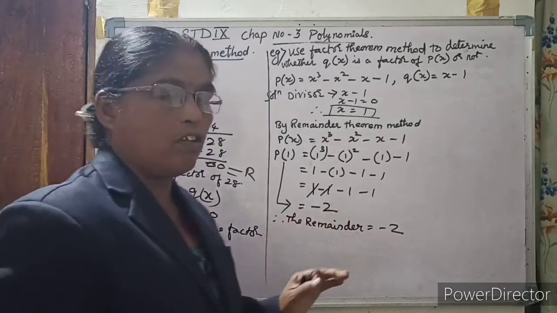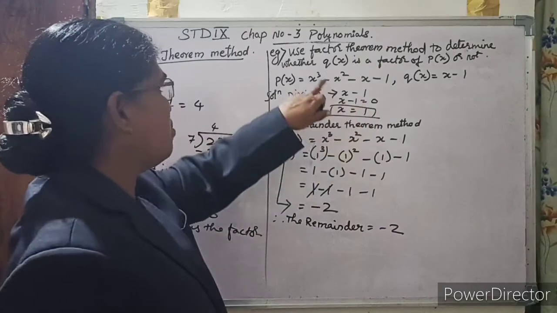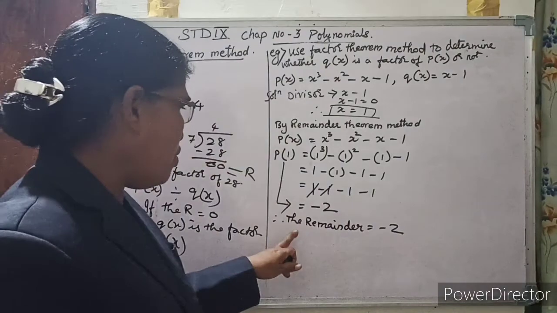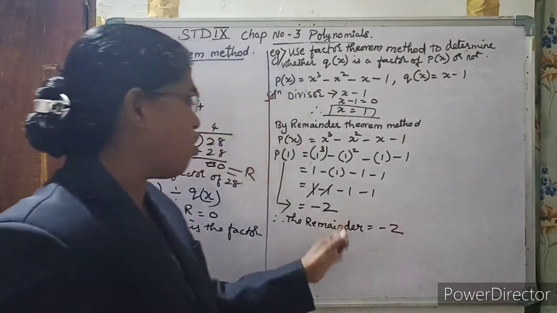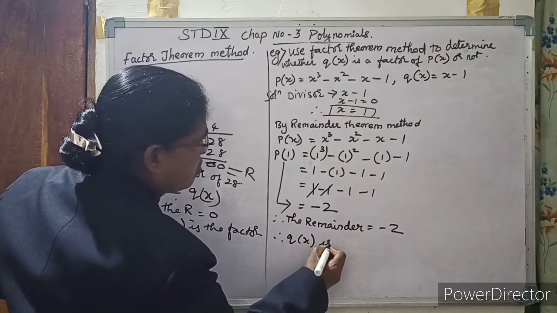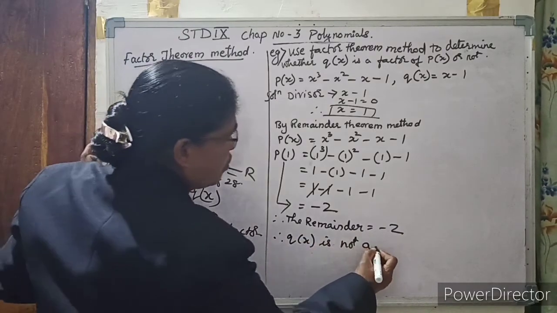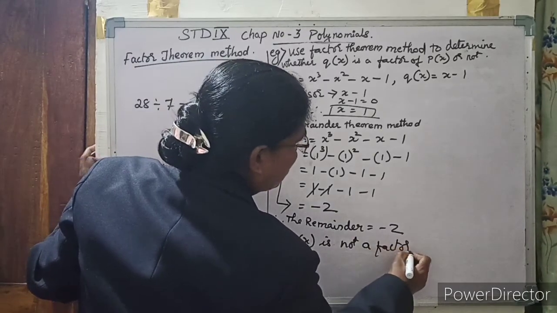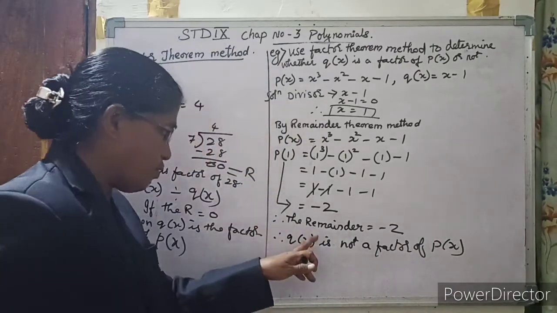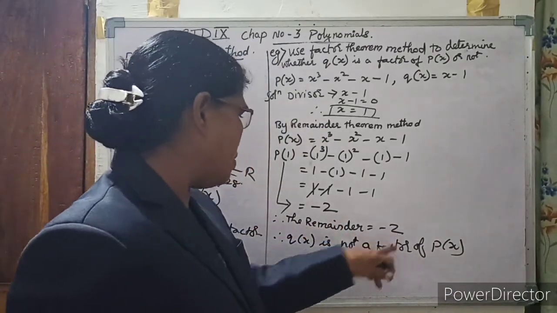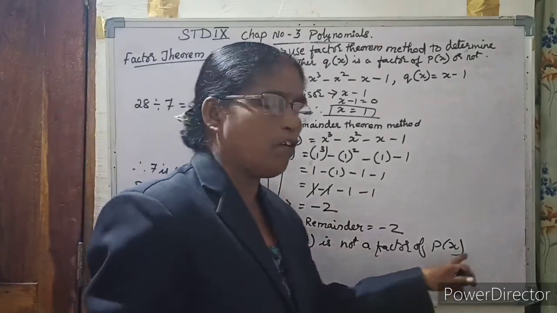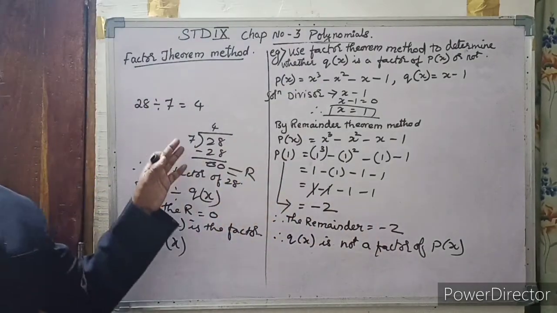We did not get 0. If we get 0, then we can say that polynomial q(x) is a factor of polynomial p(x). But now the remainder we got is minus 2. Therefore it is not a factor. Therefore polynomial q(x) is not a factor of polynomial p(x). If we would have got the remainder equal to 0, then we could write that polynomial q(x) is a factor of the polynomial p(x). This is the factor theorem method.